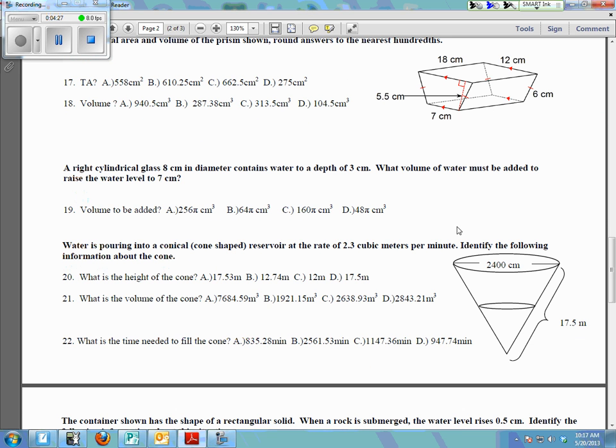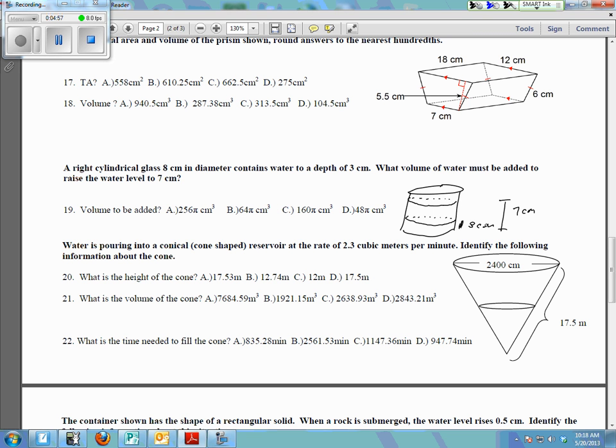All right, so the right cylindrical glass, 8 centimeters in diameter, contains water to a depth of 3 centimeters. Okay, so right now we've got this glass that has water at a height of 3 centimeters. It says what volume of water must be added to raise the water to 7 centimeters. So I want to bring the water up here to, so that distance there would be 7 centimeters.